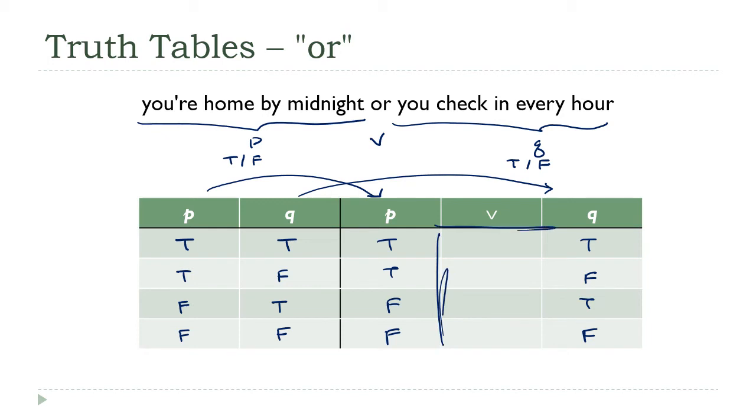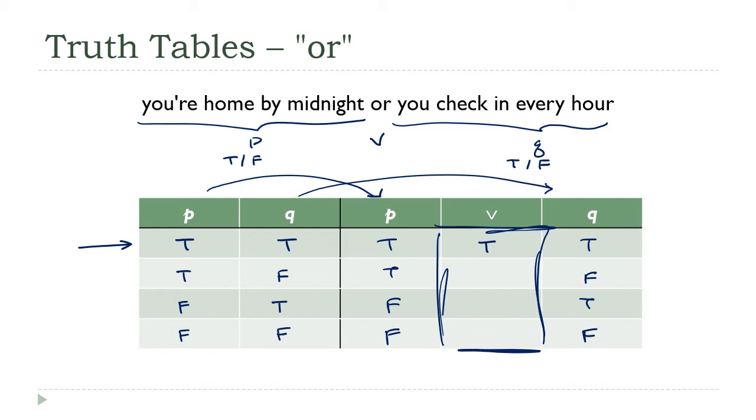Now, to see where we end up with my final result, my final result is going to go in this column in the middle. Think about the outcomes. Think about what you did. Think about what your parent's response is going to be, or what your response as a parent is going to be. You said be home by midnight or check in every hour. In this first row, both of those got done. You did both things. Awesome. That gets you a positive response, so I'm going to put a true here.